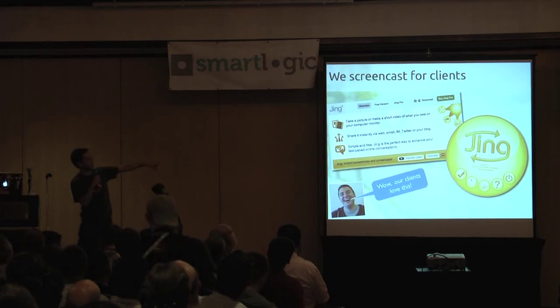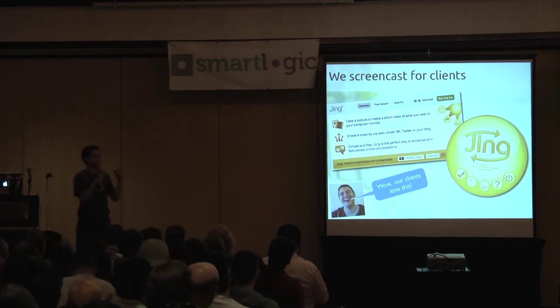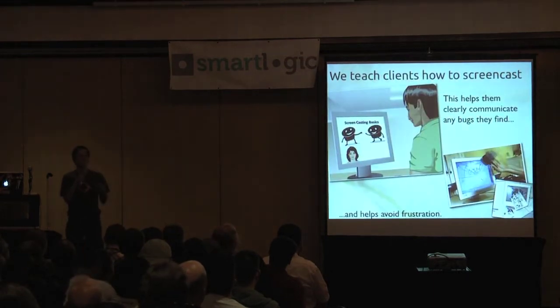So we use a tool called Jing. Jing allows you to create 5-minute screencasts. It forces you to just do 5 minutes, and then you just hit the upload button, and it gives you a URL, kind of like Sketch, where you just press and it gives you a URL.